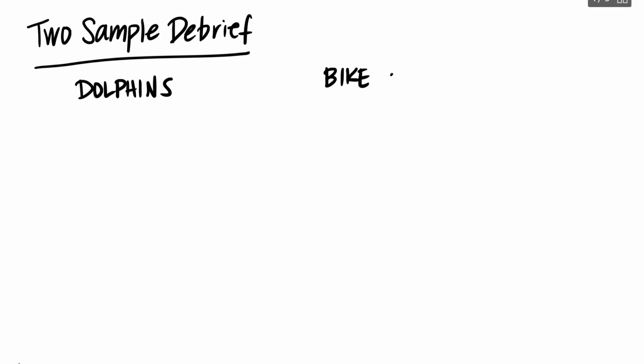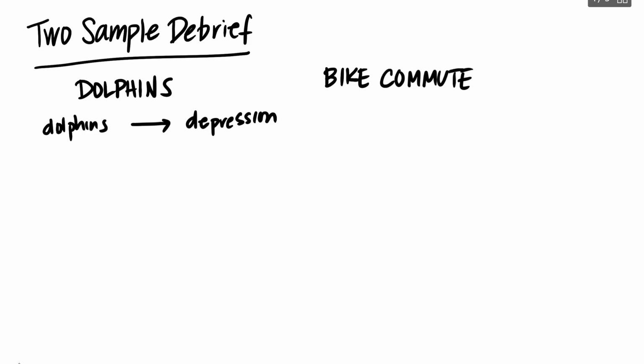In both of these situations, we had an explanatory variable and a response variable. In the dolphins example, it was: did you swim with dolphins, and does that influence your depression? Both of these happen to be recorded as yes or no. Swimming with dolphins, either you did or you didn't. Depression was whether your symptoms improved, a yes or no.